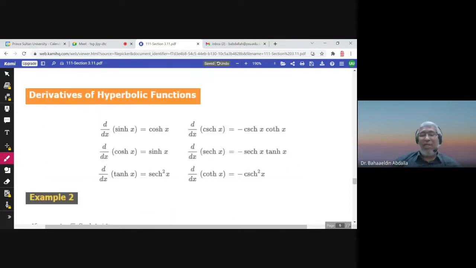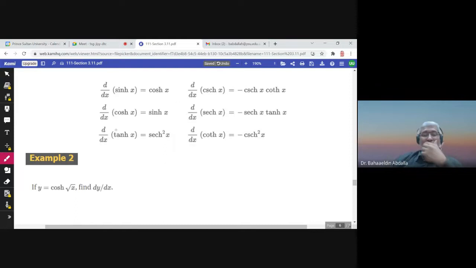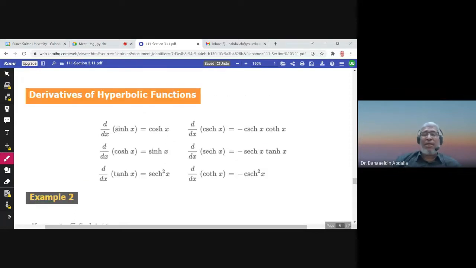Okay, now to the last part of this section, which is the derivative. How to find the derivatives of the hyperbolic functions. Well, you can prove easily that the derivative of sinh is cosh, and the derivative of cosh is sinh. Also, the derivative of hyperbolic tan is hyperbolic secant square. And this is similar to the trigonometric functions, but here we know that the derivative of cosine x is negative sine. Here it's positive. So it's easy dealing with hyperbolic functions because there is no negative sign.